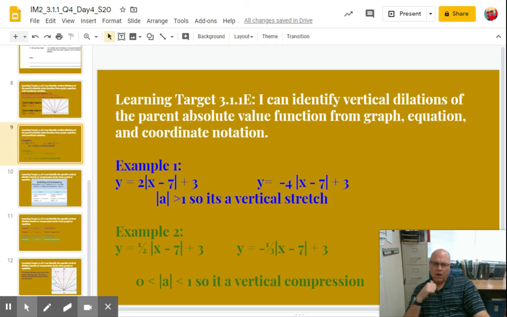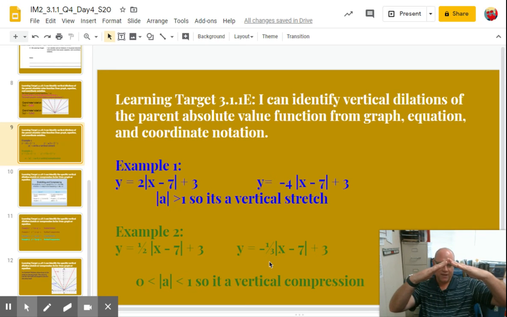Example 2, our a value here, y equals 1/2 times the absolute value of x minus 7, plus 3. A value is 1/2, so that's between 0 and 1. Therefore, it is a dilation that is a vertical compression. And then we have our next example, y equals -1/3 times the absolute value of x minus 7, plus 3. A value is -1/3. So the scale factor is 1/3. The negative sign means it reflects over the x-axis. So it is going to be compressed, but it's going to open down. And that's it.